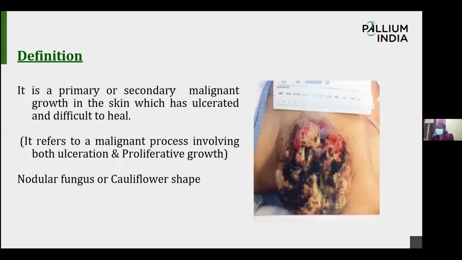It refers to a malignant process involving both ulceration and proliferative growth. It looks like a cauliflower, or a nodular fungus in shape. That is why we call it a fungating wound, not because of fungus, but because it looks like a nodular fungus or cauliflower in shape.